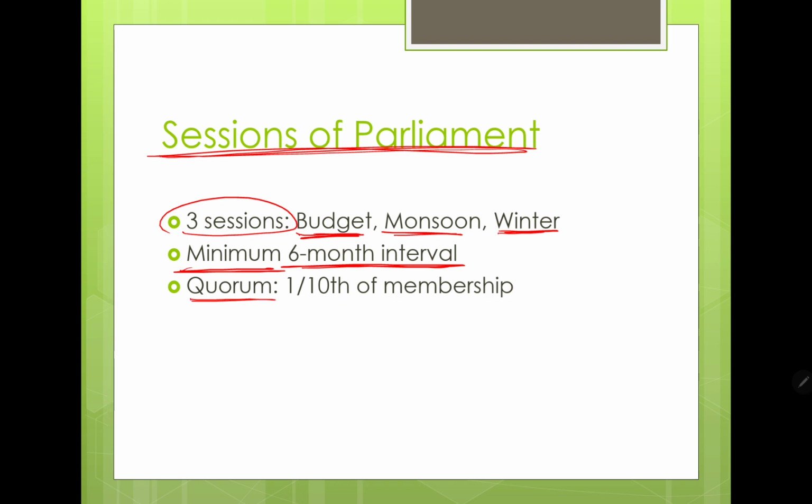Then, what is a quorum? Quorum is the minimum number of members that must be present during the session to make it a valid session. That is 1/10 of the membership. If it is Rajya Sabha, then it is 1/10 of the total number of Rajya Sabha members, or if it is Lok Sabha, then it is 1/10 of the Lok Sabha members.